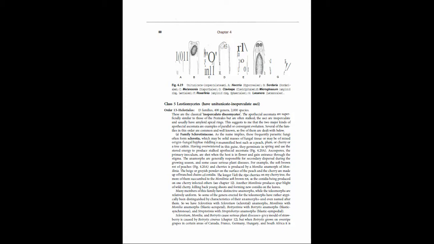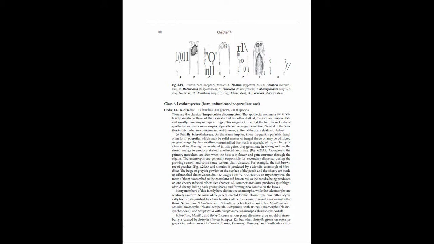These are the classical inoperculate Discomycetes. The apothecial ascomata are superficially similar to those of the Pezizales but are often stalked. The asci are inoperculate and usually have amyloid apical rings. This suggests to me that the two major kinds of apothecial ascomata are examples of parallel or convergent evolution. Several of the families in this order are common and well known, so 5 of them are dealt with below.